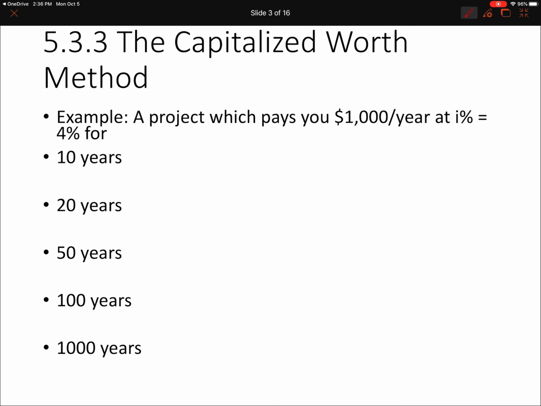And because this helps convert the annuities back to the present, actually, this is just one type of PW method.